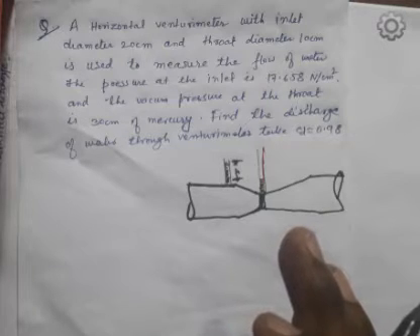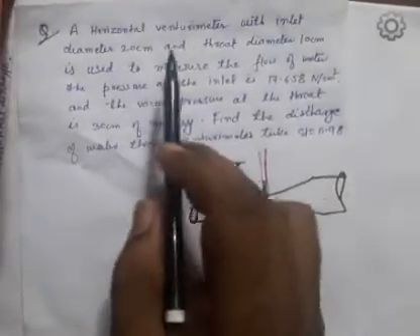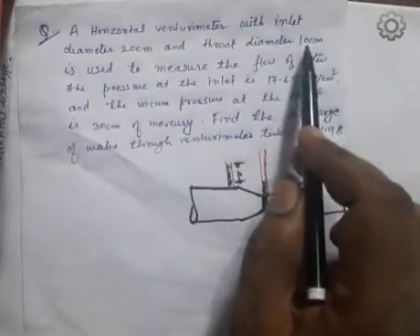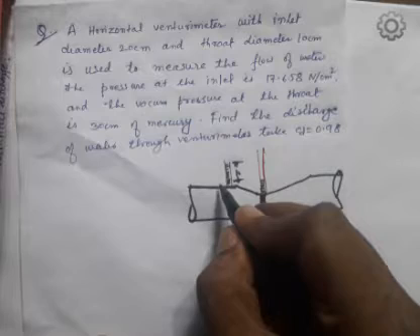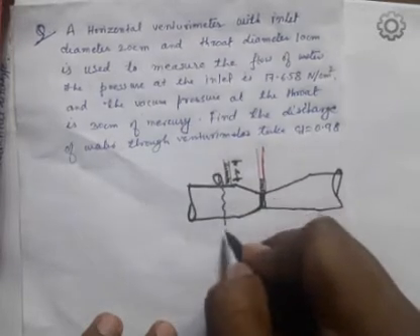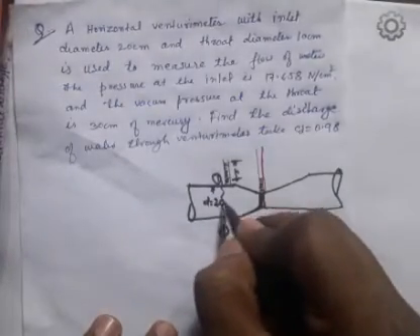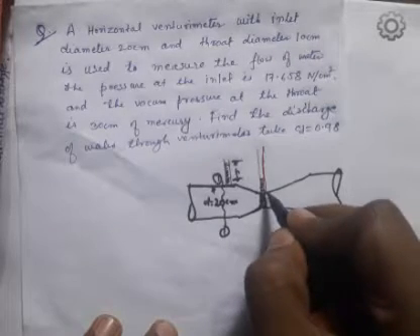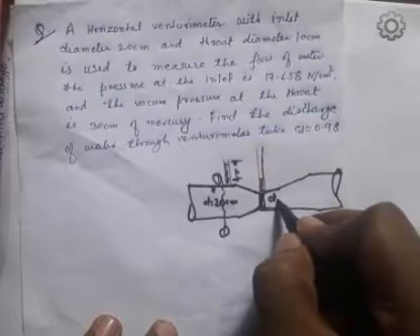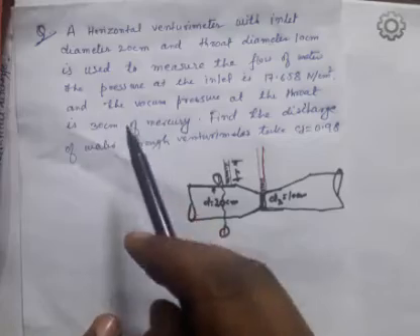Now we will do a numerical problem on the Venturi meter. The problem states that a horizontal Venturi meter with inlet diameter 20 centimeter and throat diameter 10 centimeter is used to measure the flow of water. This position is section 1, having a diameter of 20 centimeter, and this is the throat, having a diameter of 10 centimeter.